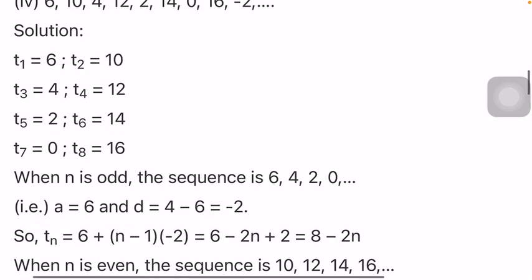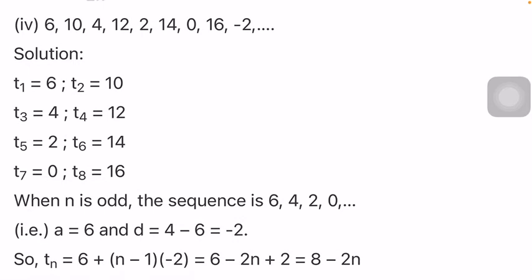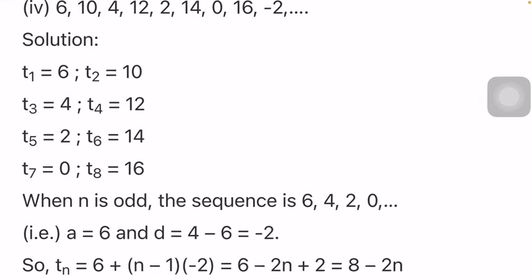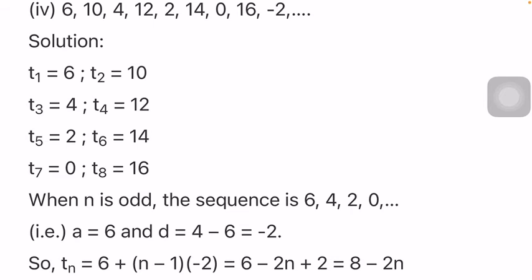Fourth one, 6, 10, 4, 12, 2, 14, 0, 16, minus 2, and it goes on. So the first term T1 or A1 is 6, second term T2 is 10, T3 is 4, T4 is 12, T5 is 2, T6 is 14, T7 is 0 and T8 is 16. When n is odd, the sequence T1, T3, T5, T7 is 6, 4, 2, 0, reducing, isn't it? A is equal to 6.